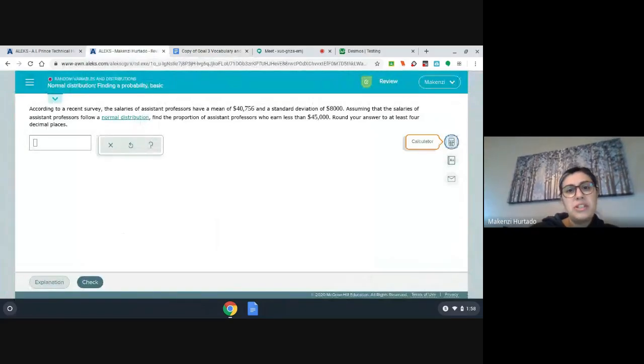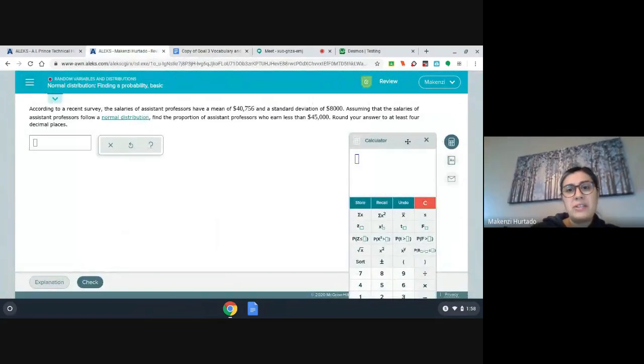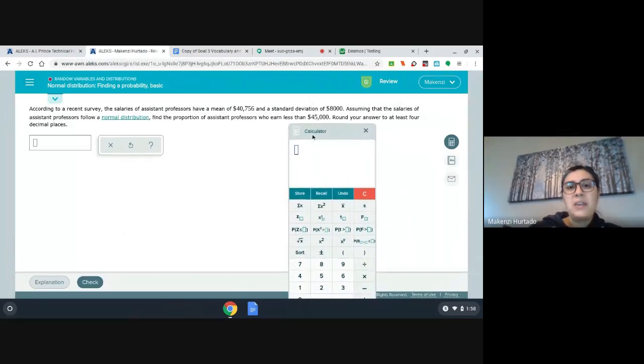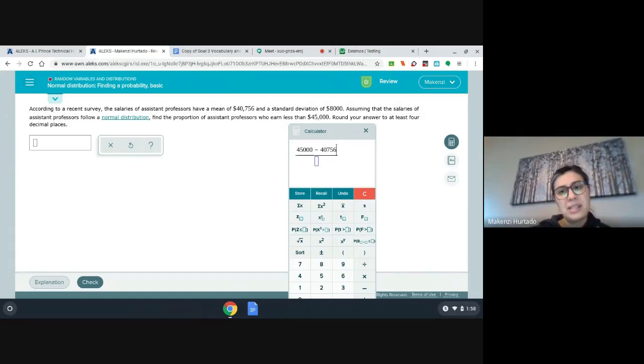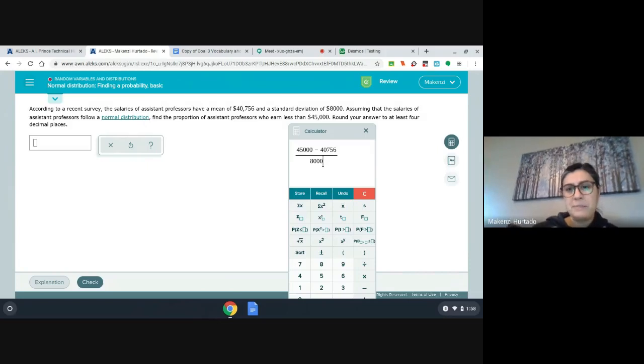In this question, it says we have a mean of 40,756, a standard deviation of 8,000, and we want to know the proportion that's less than 45,000. So we will be doing 45,000 minus the mean, which is 40756. I don't put commas when I'm doing this on the calculator. I just put the numbers divided by the standard deviation, which is 8,000.